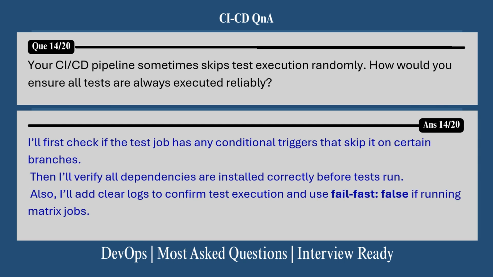Moving on with our next question. Your CI/CD pipeline sometimes skips test execution randomly. How would you ensure all tests are always executed reliably? Here's how you can answer. I will first check if the test job has any conditional triggers that skip it on certain branches. Then I will verify all dependencies are installed correctly before tests run. Also, I would add clear logs to confirm test execution and use fail-fast: false if running a matrix job.